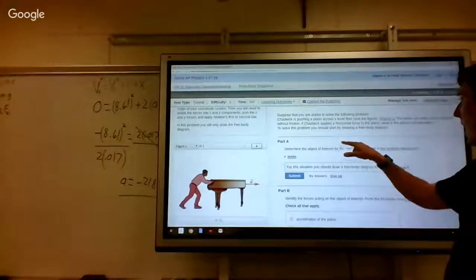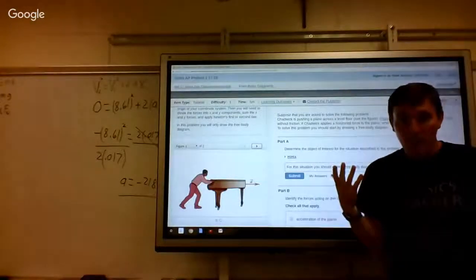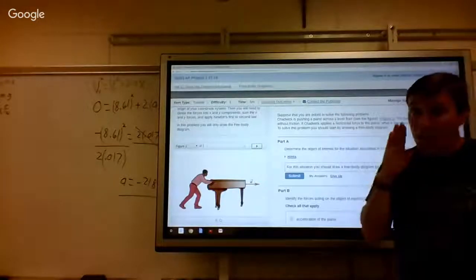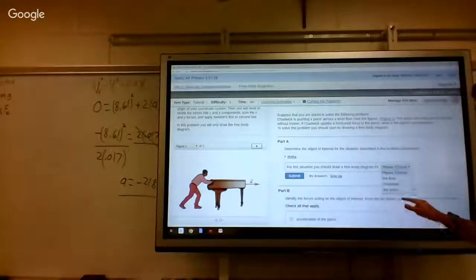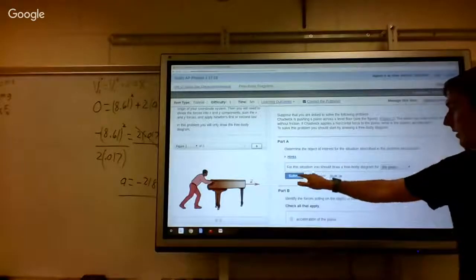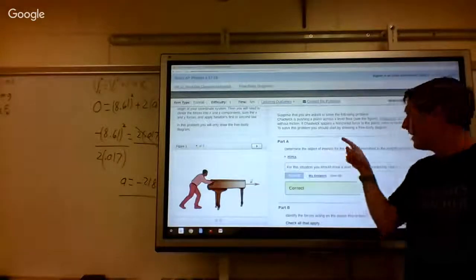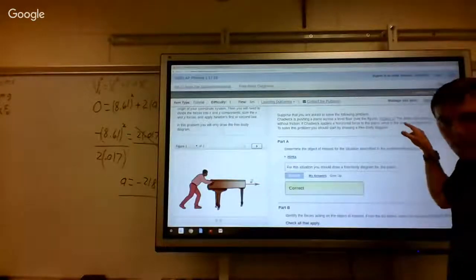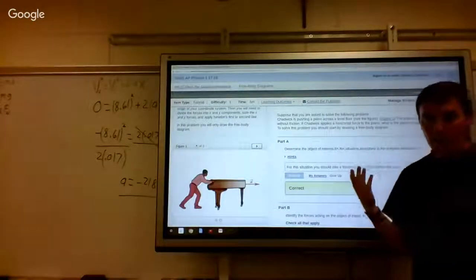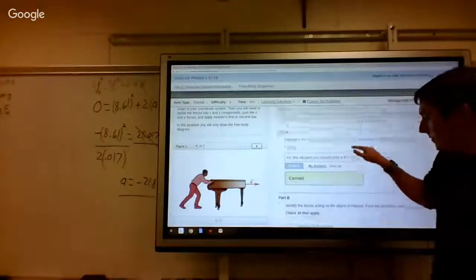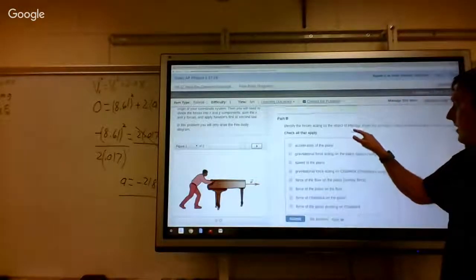So here we go. Determine the objects of interest. What thing are we looking at? If we're talking about the story right here, we're talking about the piano. So we're going to choose the piano. I hope that makes sense. He's pushing the piano. You want to know what's the piano's acceleration? That's the thing that you care about. You're looking at what the piano is doing. So the piano.